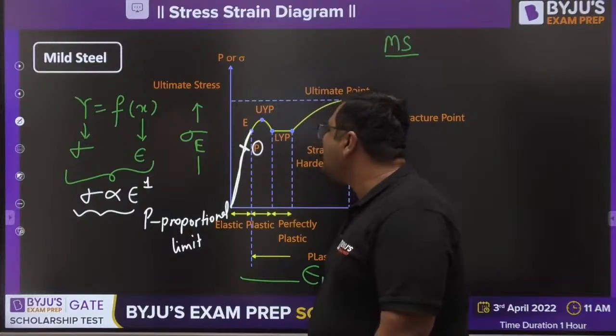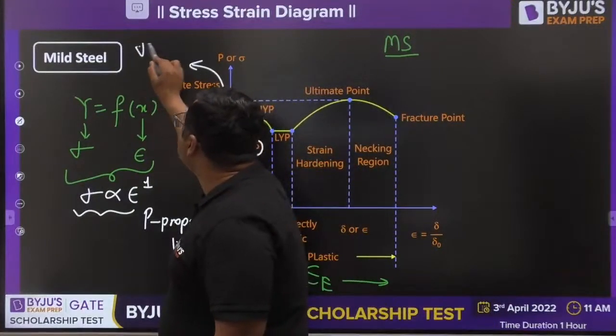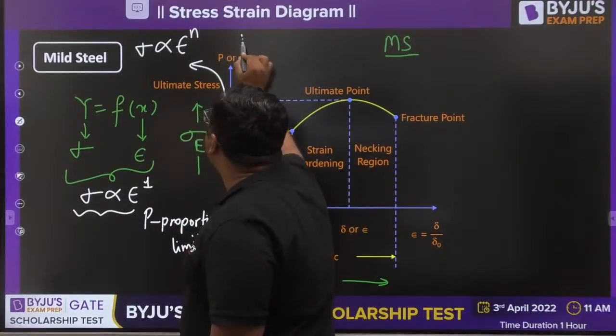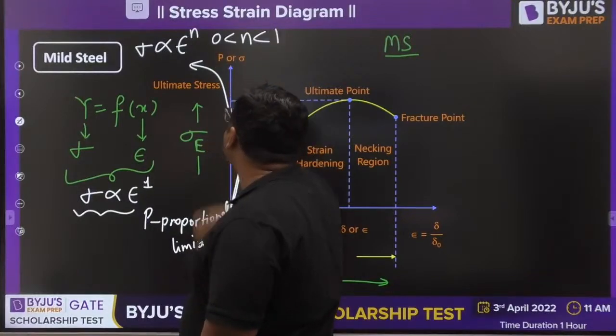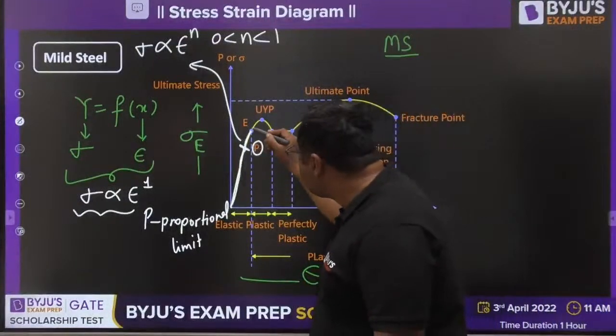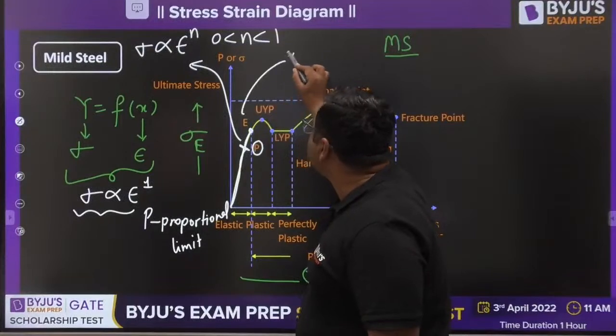Now it is no more a straight line, it is a curvature. If you see this curvature, stress is directly proportional to epsilon to the power n. For mild steel, it has been seen that n lies between 0 and 1, and throughout it always remains lesser than 1. So if you see this kind of curve, this point is called E. E refers to the elastic limit.